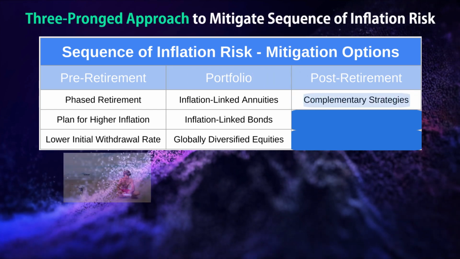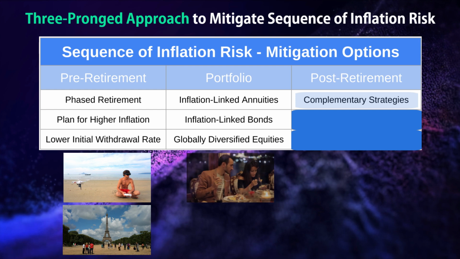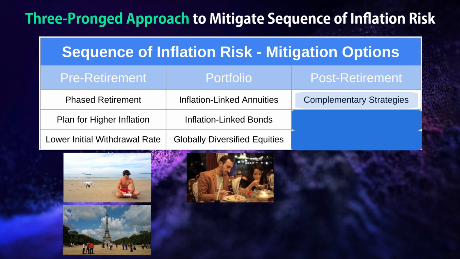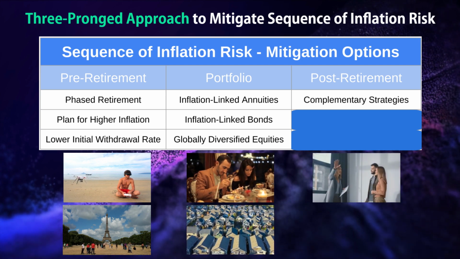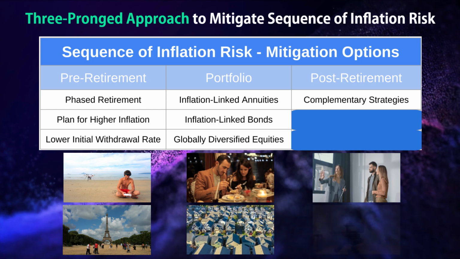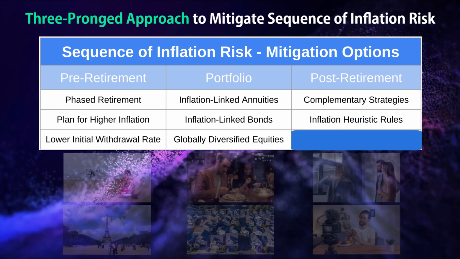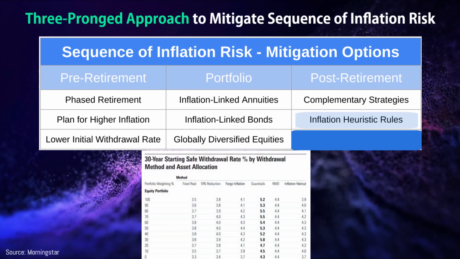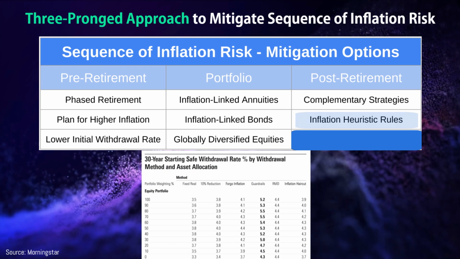First, the same complementary strategies effective against sequence of returns risk are also relevant for mitigating sequence of inflation risk. These strategies include discretionary spending cuts and downsizing to reduce expenses, and rental properties, side hustles and part-time work to generate additional income. Second, consider inflation heuristic rules to manage inflation impacts on retirement portfolios.